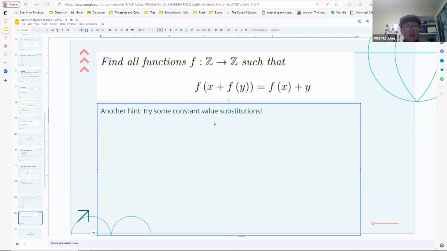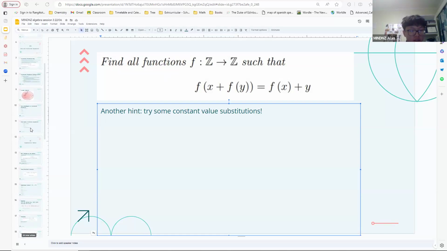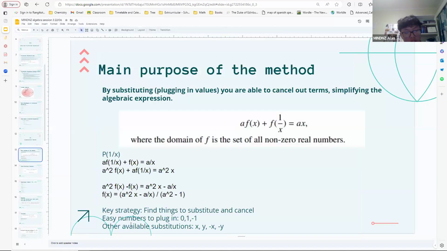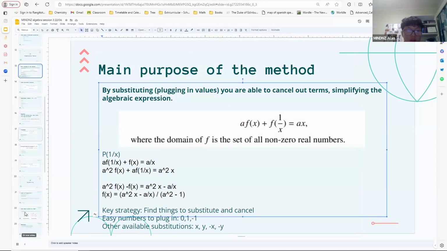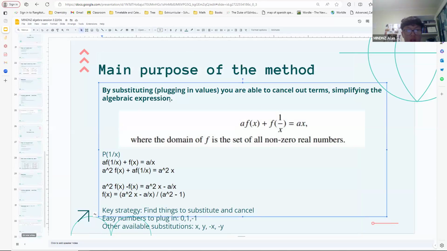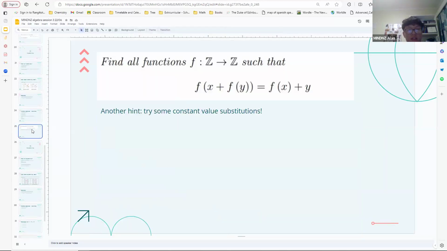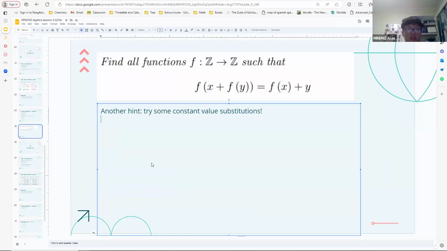So what are some easy substitutions that we can do? Going back to our substitution slides, some easy numbers to plug in are 0, 1, and -1. And why do we use substitutions? It's always to cancel out some expression. So what expression can we remove? Which ones look quite easy to remove or quite detached from the problem equation? Can someone tell me in chat?